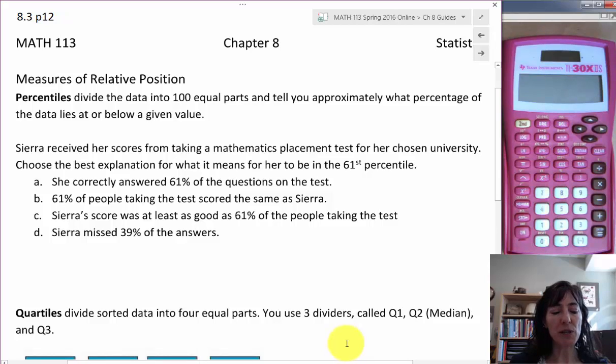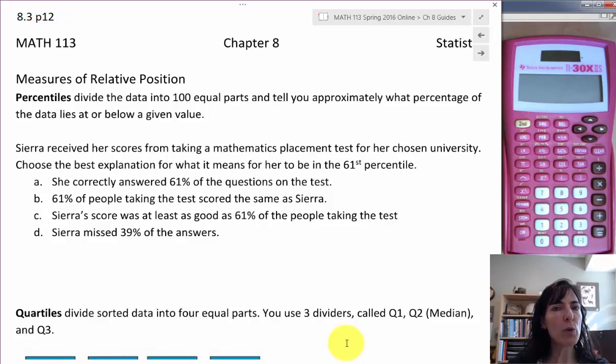Measures of relative position. Up to this point, we've talked about measures of center, and we talked about measures of spread or variability, and now we're going to talk about measures of relative position. And that means, where are you compared to everybody else?